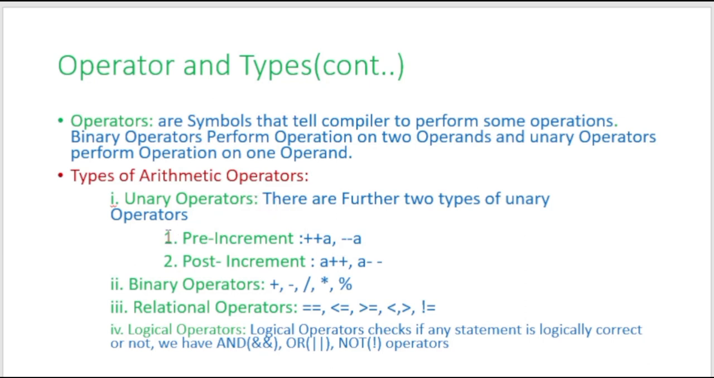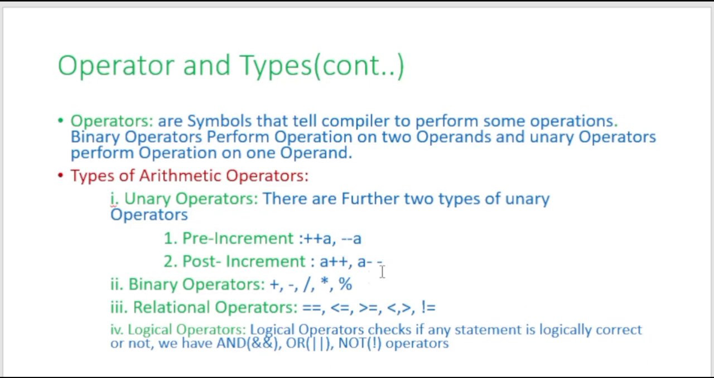We have two types of unary operators. Pre-increment adds one to the value before assigning it to something else, and here we have decrement as well. Then we have post-increment, which adds the value after assigning it to something else, and this is increment, and this is decrement, right?